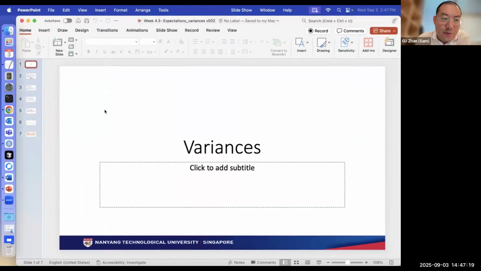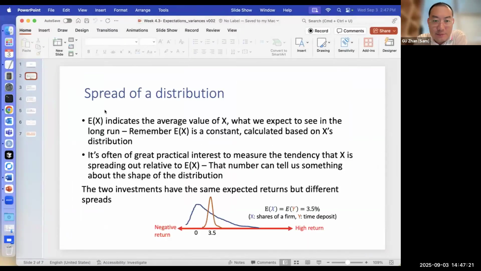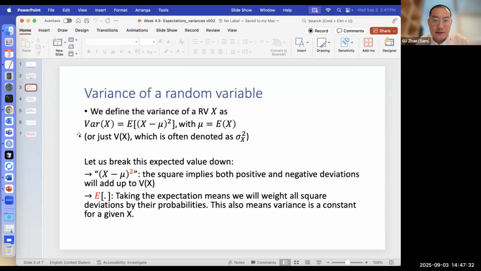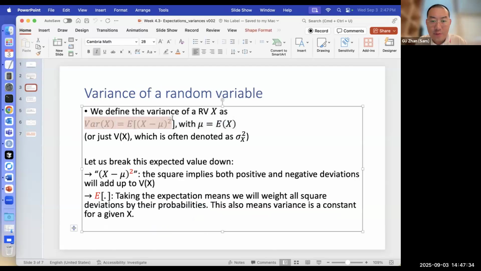Then for 4.3, we'll move on to the variance. The spread of a distribution can be measured by variance. So this is the universal variance formula, where mu is the population mean, or the expected value of this random variable. This is the standard formula.